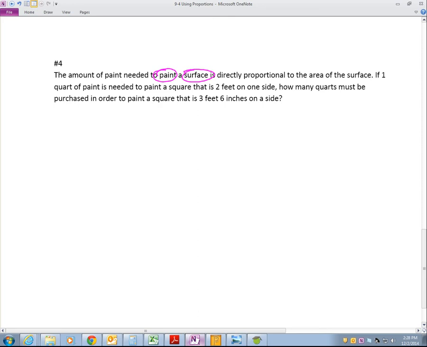If 1 quart of paint, we have a unit. If 1 quart of paint is needed to paint a square that is 2 feet on one side, how many quarts must be purchased in order to paint a square that is 3 feet, 6 inches wide? That one is really straightforward. We just circled some things, underlined some things. So what are the 2 things we're discussing?